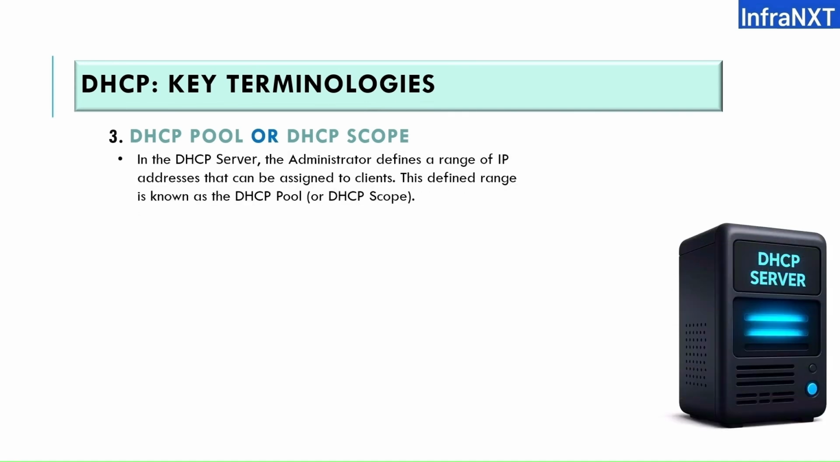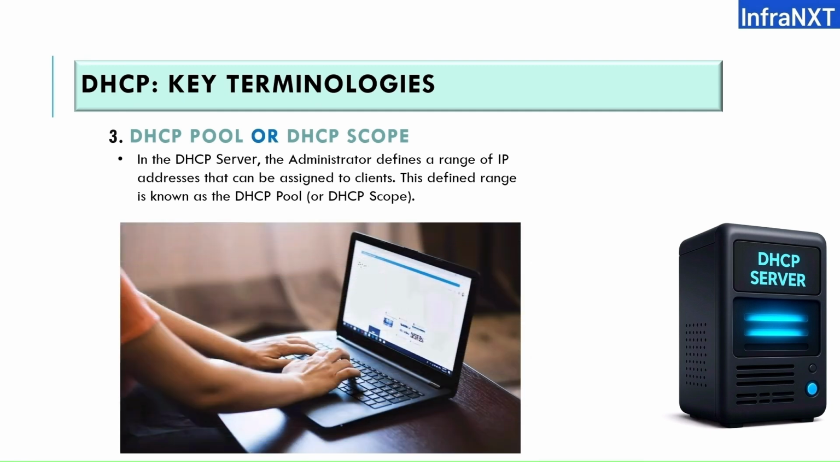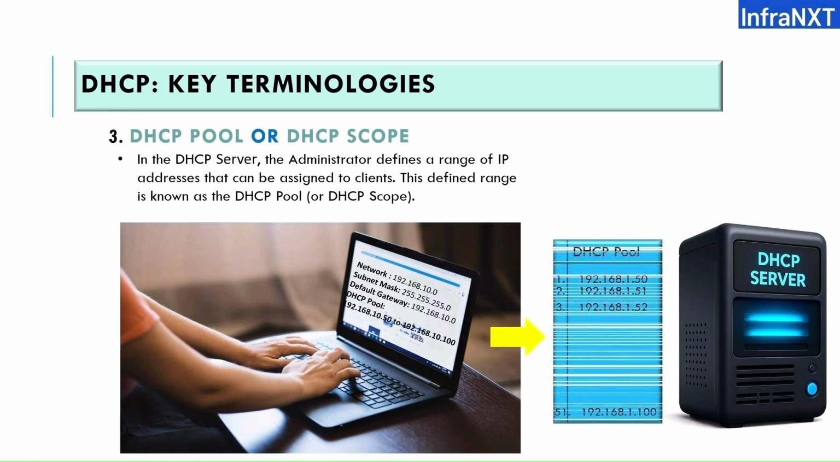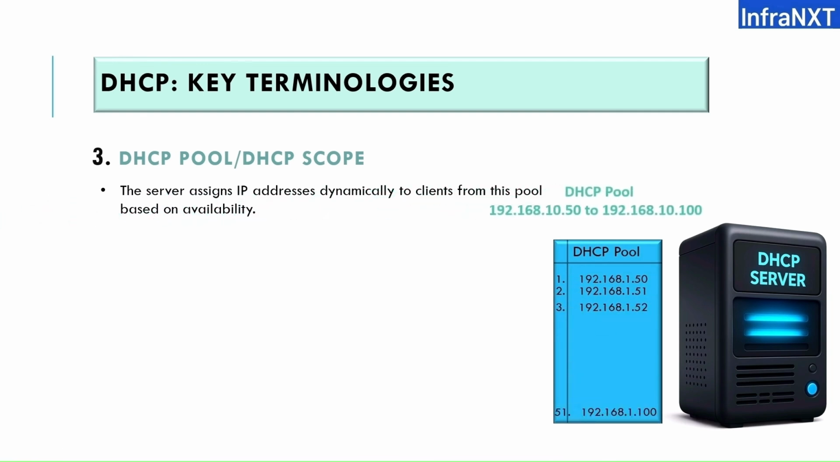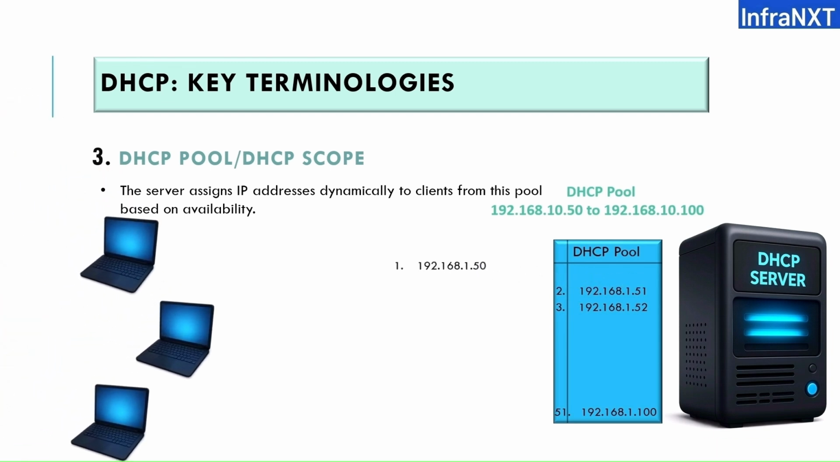The third key terminology is the DHCP pool or the DHCP scope. In the DHCP server, the administrator defines a range of IP addresses that can be assigned to the clients. This defined range is known as the DHCP pool. Here you can see the administrator is adding one of the pools with the subnet details to the server, and the same pool will be used by the server for the end clients. Here you can see the pool is created on the server and IPs are released one by one to the end equipments as and when they join the network.